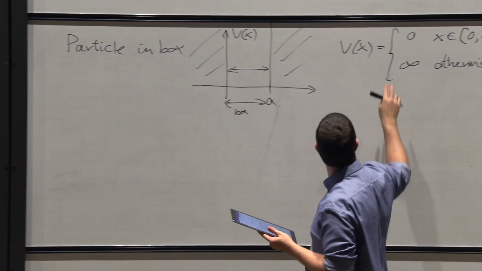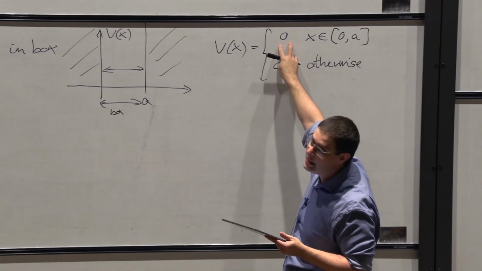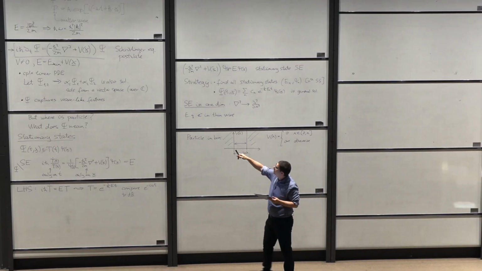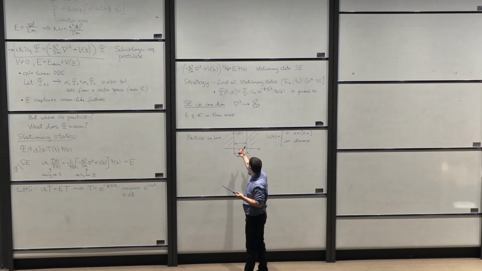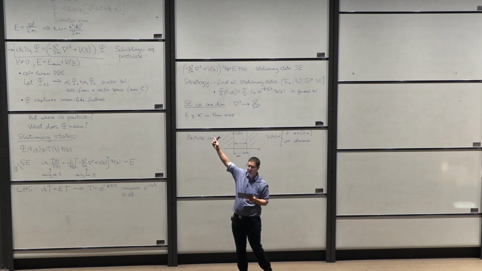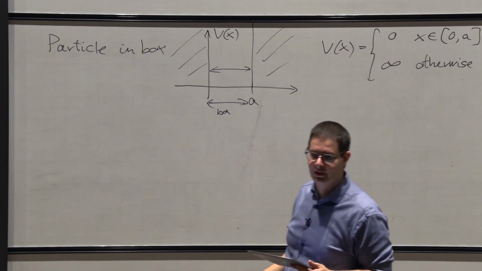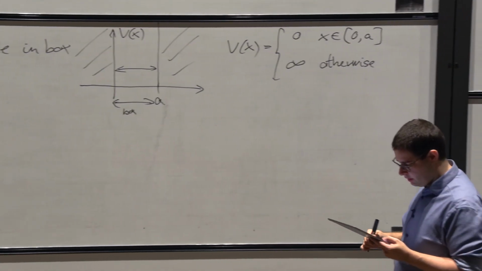So why are we happy about this potential? Because it's piecewise constant. So the Schrodinger equation, if we solve it inside and outside, will be very simple. On the right-hand side, we will just have a second derivative in x. Okay?